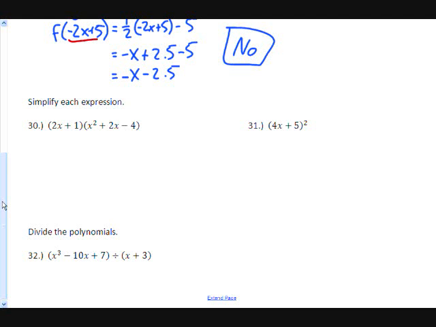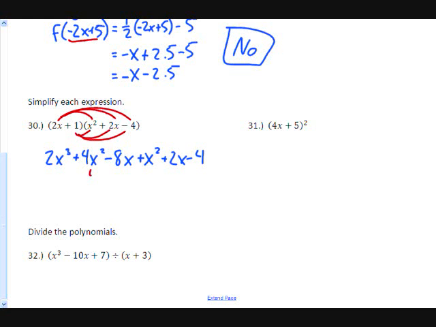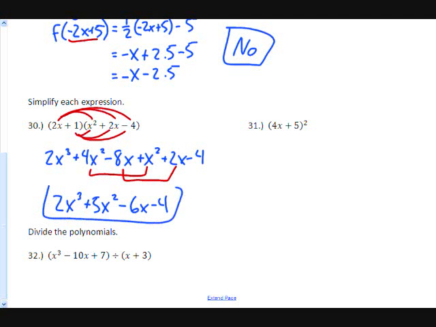For the next one, I'm just multiplying these, so I have to use my distributive property. So I'm going to distribute the 2x. And when I do that, it's going to give me a 2x cubed plus 4x squared minus 8x. And then I have to distribute the 1, which is going to give me a plus x squared plus 2x minus 4. And now I combine like terms. The squareds are like terms. The x's are like terms. So I get a 2x cubed plus 5x squared minus 6x minus 4. And that's it.